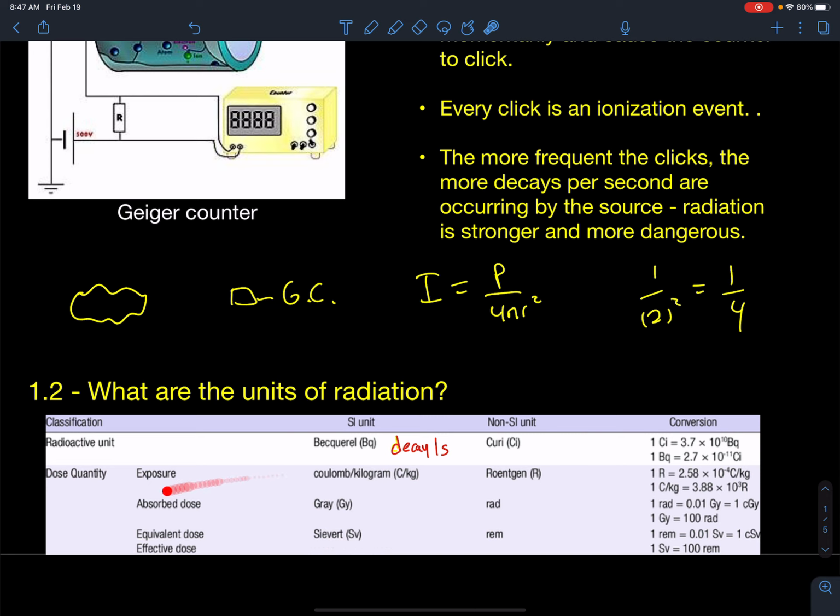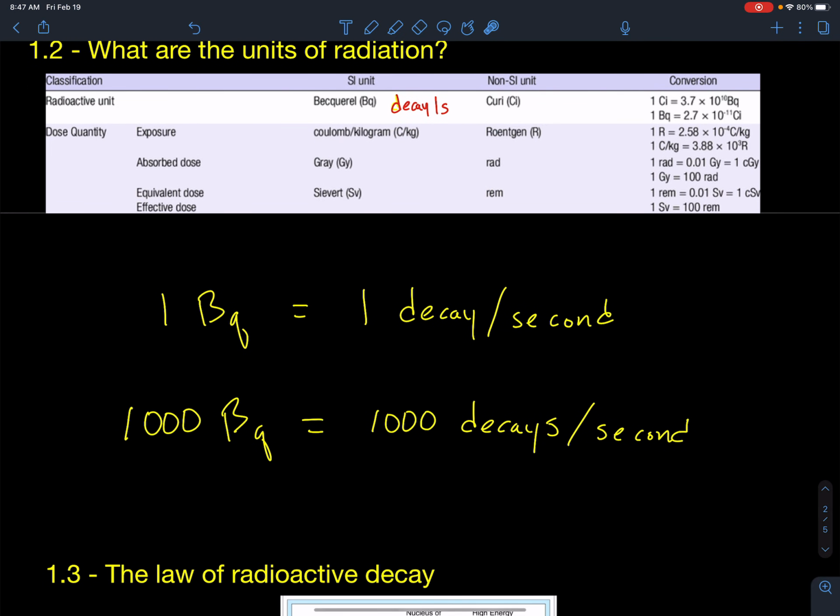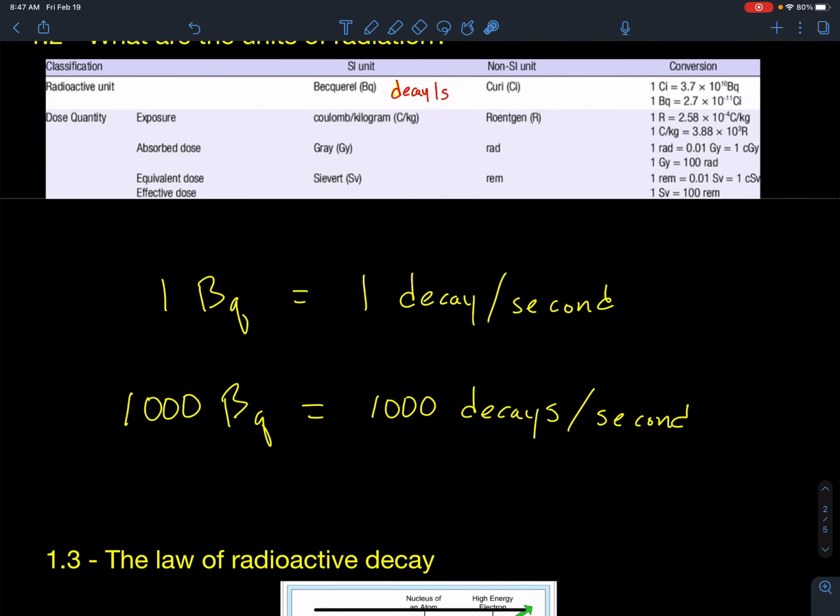In IB physics, we don't really have to worry about this too much, but it's important for you guys to understand why there's different units for radiation if you try to look at it online. But we mainly look at becquerel, which is the decays, the clicks per second. So what do we use with that? So 1 becquerel is 1 decay, 1,000 becquerels is 1,000 decays. Well, now that we can detect radiation, we're able to study it.